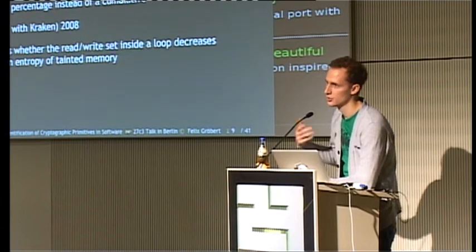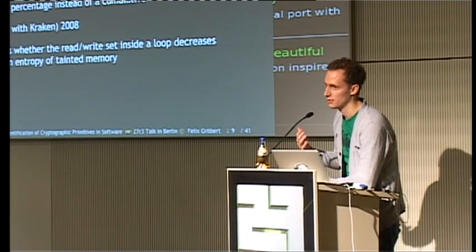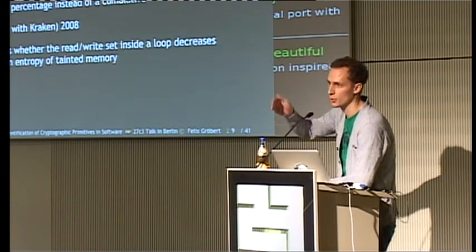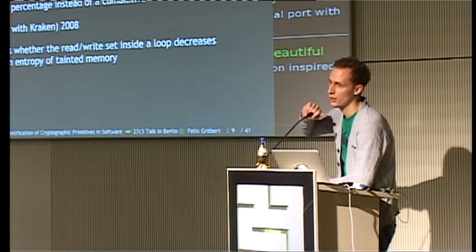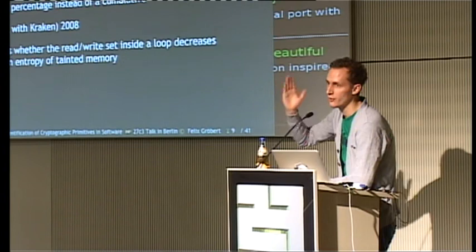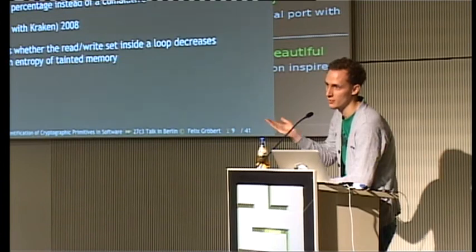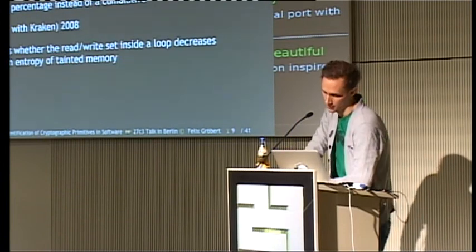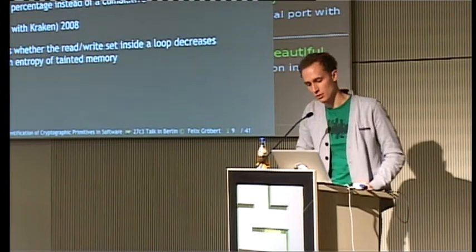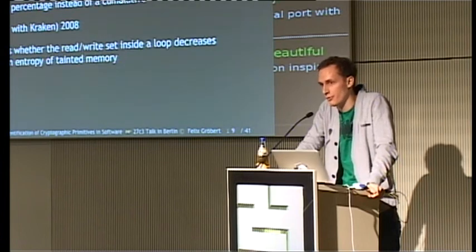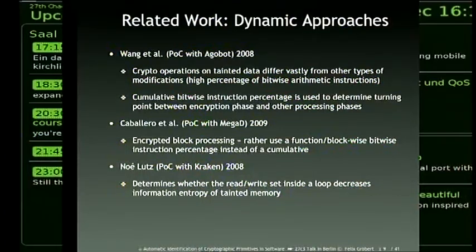Caballero and co-authors took this finding and said, okay, what happens if you have multiple encryptions and decryptions in your program? Then this cumulative percentage doesn't work so well, because it goes up and down and you cannot really figure out the turning point where you can do a memory dump and get the plaintext which you want. So they said we only look at encrypted block processing, and they used a blockwise or function-wise bitwise instruction percentage, and didn't really count up the percentage of bitwise instructions.